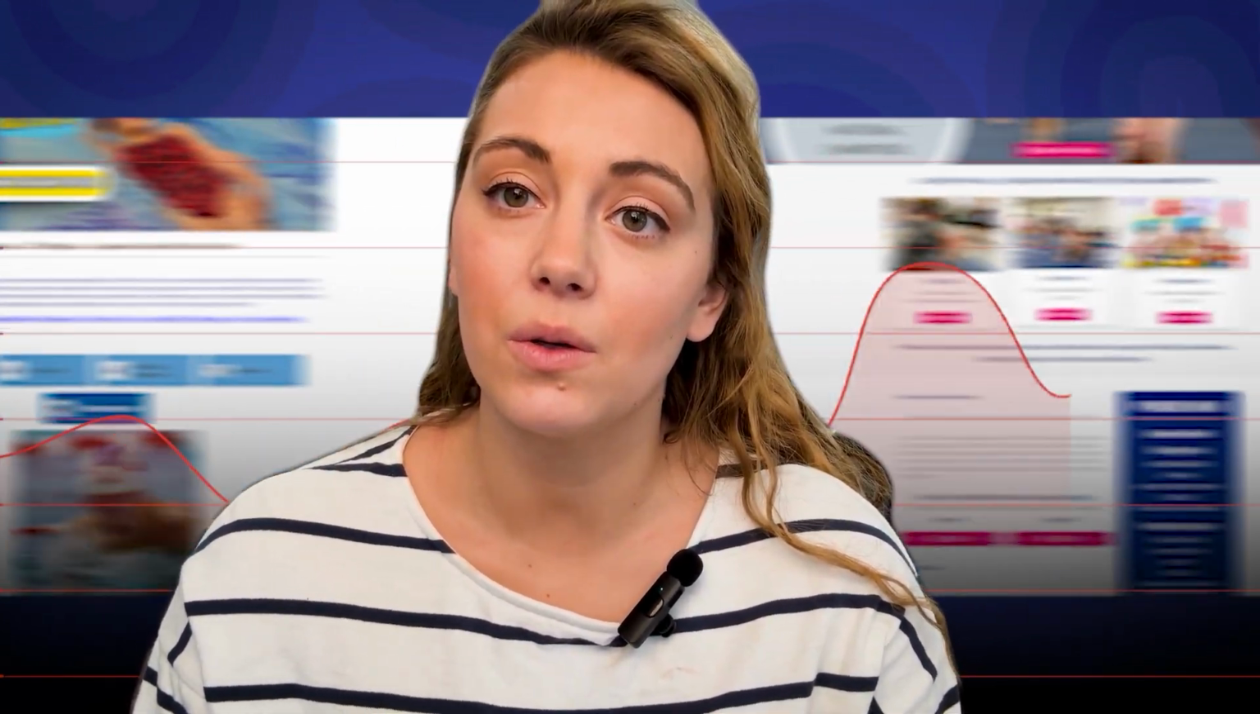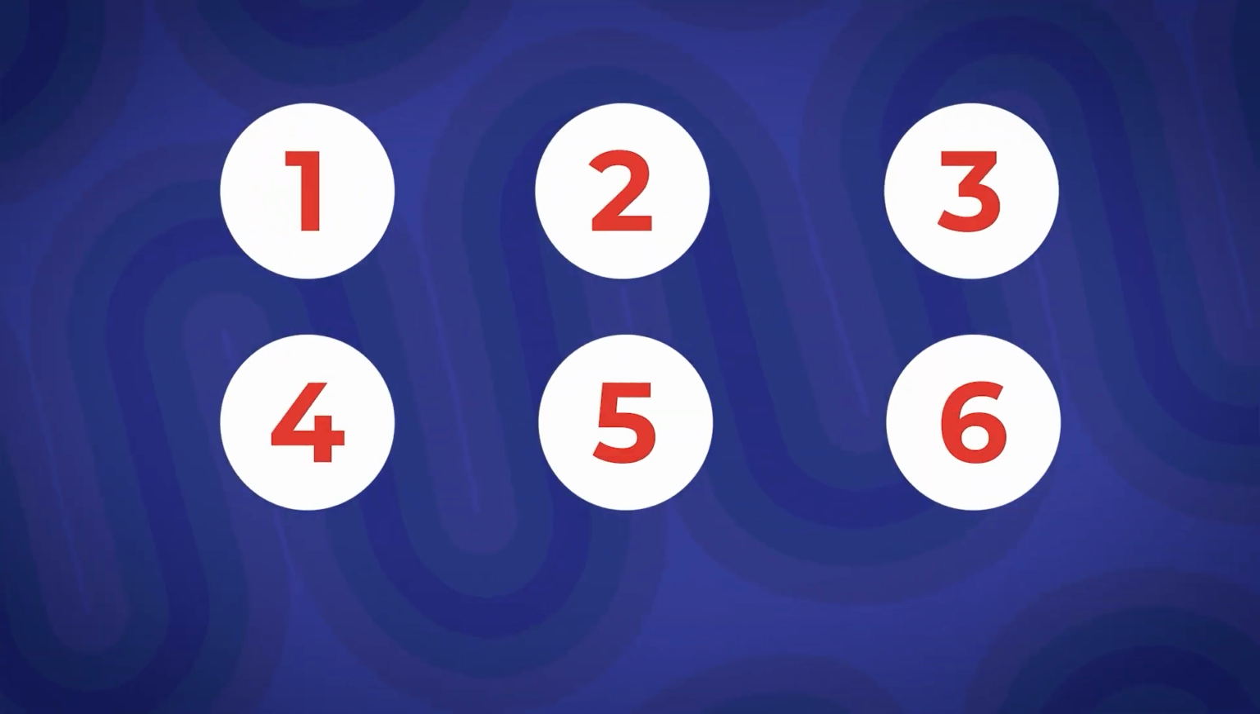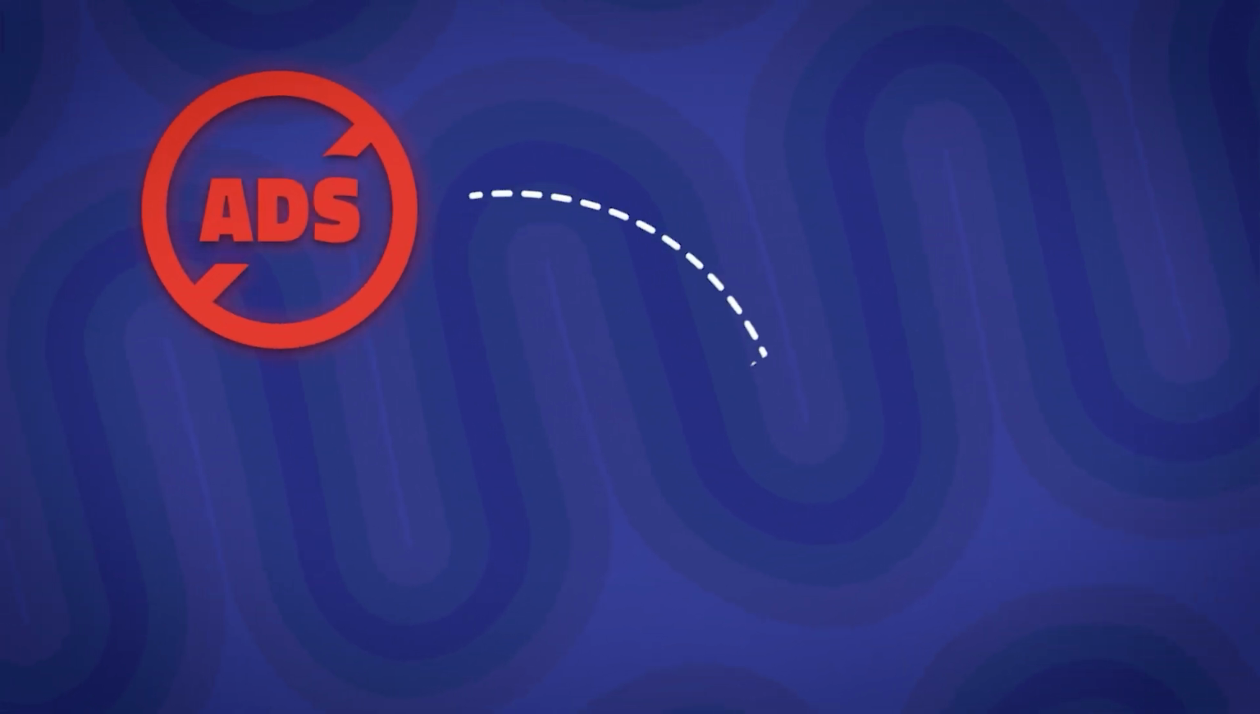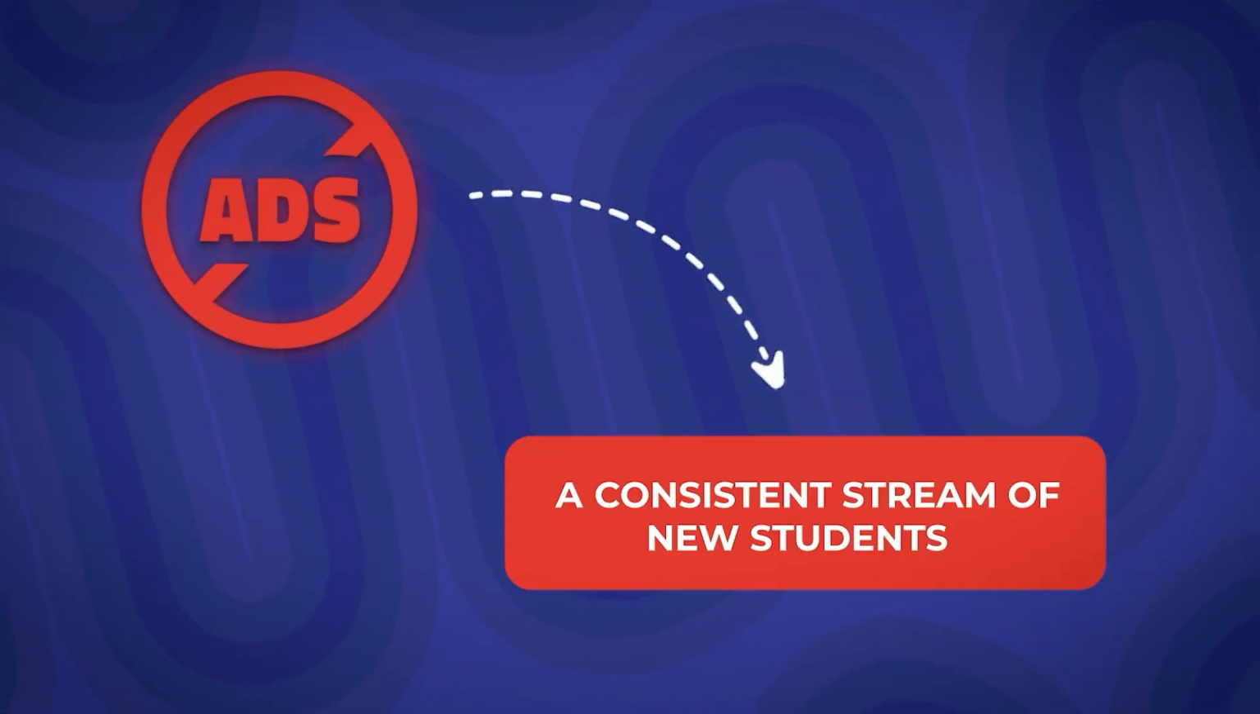After helping hundreds of kids' activity centers optimize their Google Ads, I've identified 6 crucial mistakes that are costing you enrollments. In this video, I'll show you exactly how to fix them and turn your ad into a consistent stream of new students. But first, let me share a quick success story.